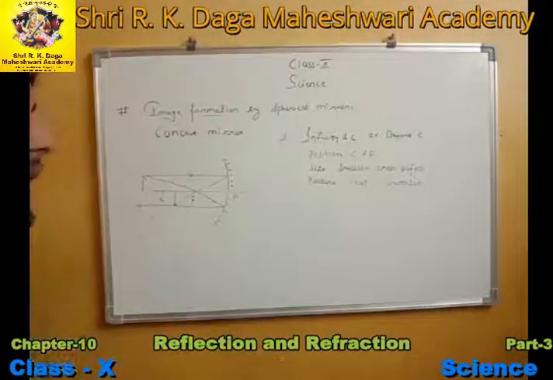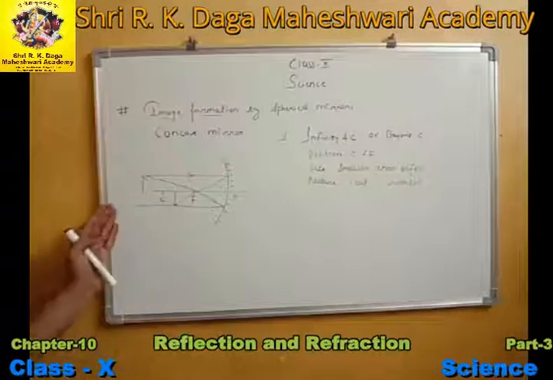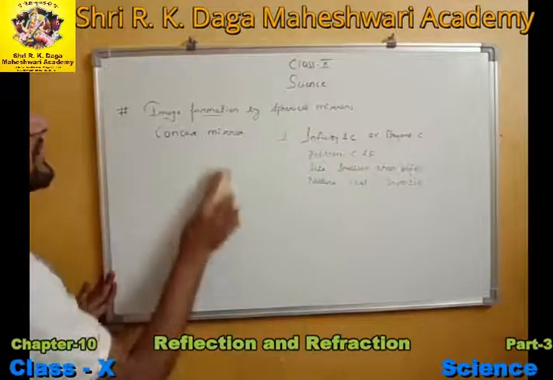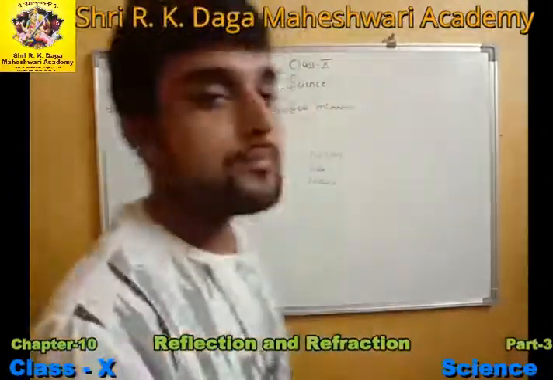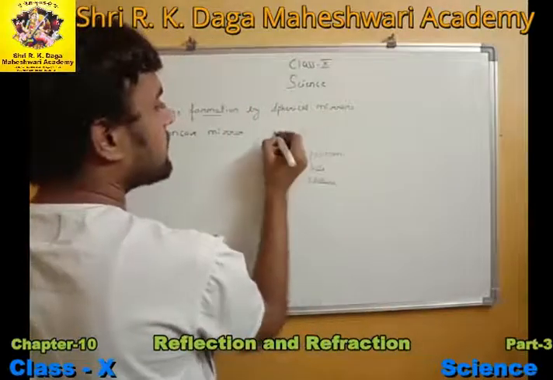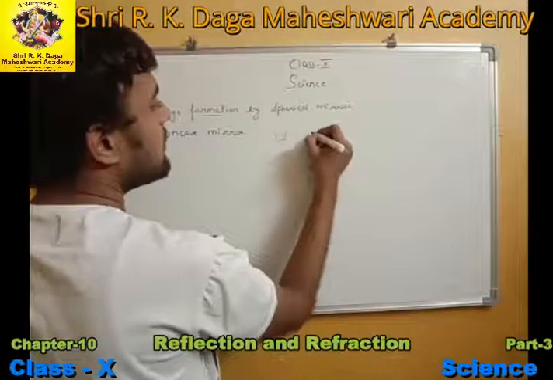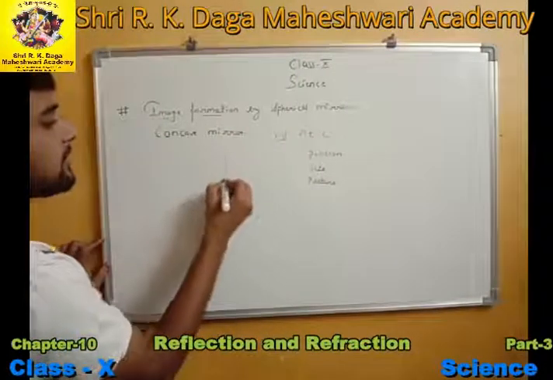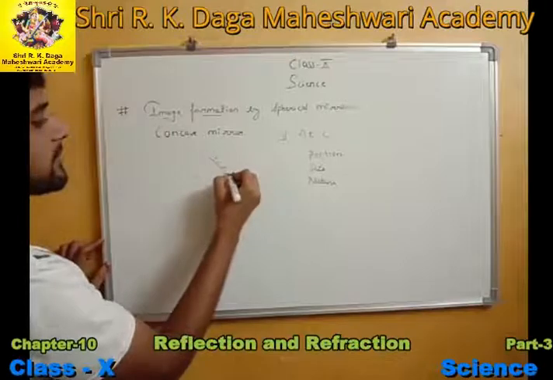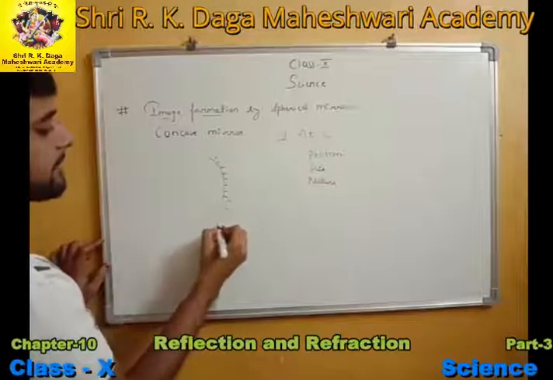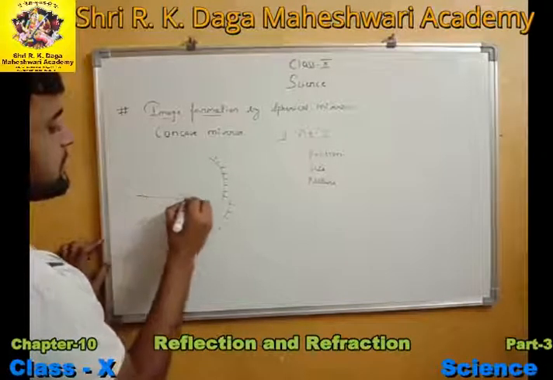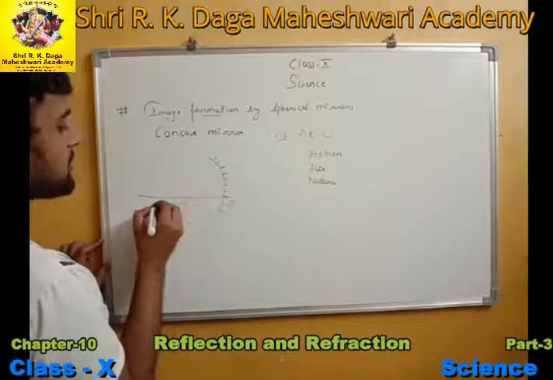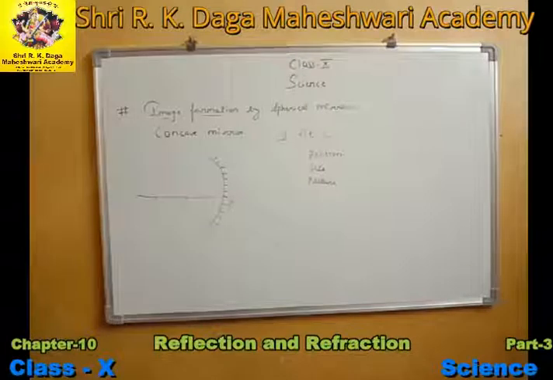In this case, what will happen? Your object will come more closer to the mirror and its new position will be at C. Okay? Now your object will be at C. This is the third case. Again, this is our concave mirror. This is the principal axis, P is the pole, F is the focus and C is the center of curvature.